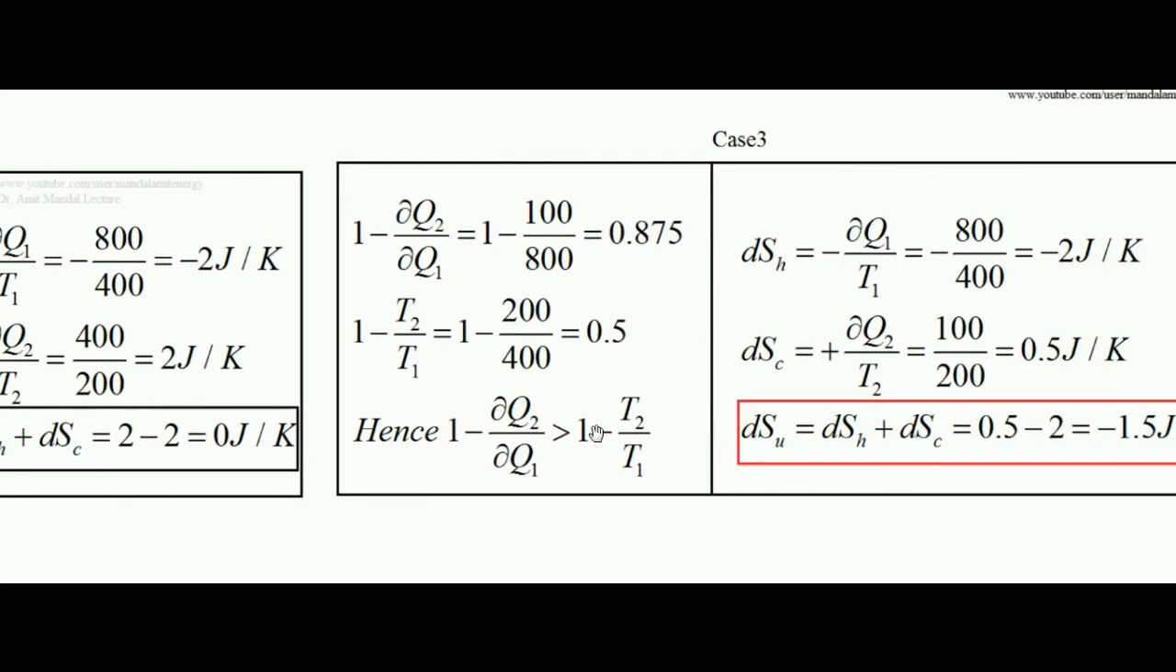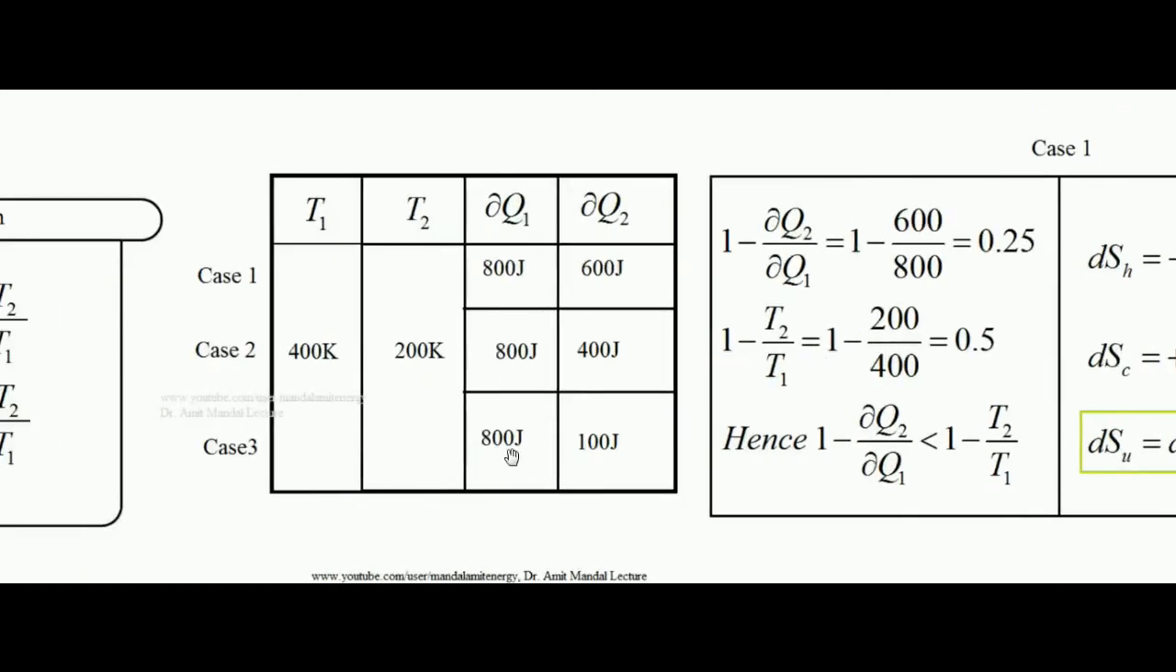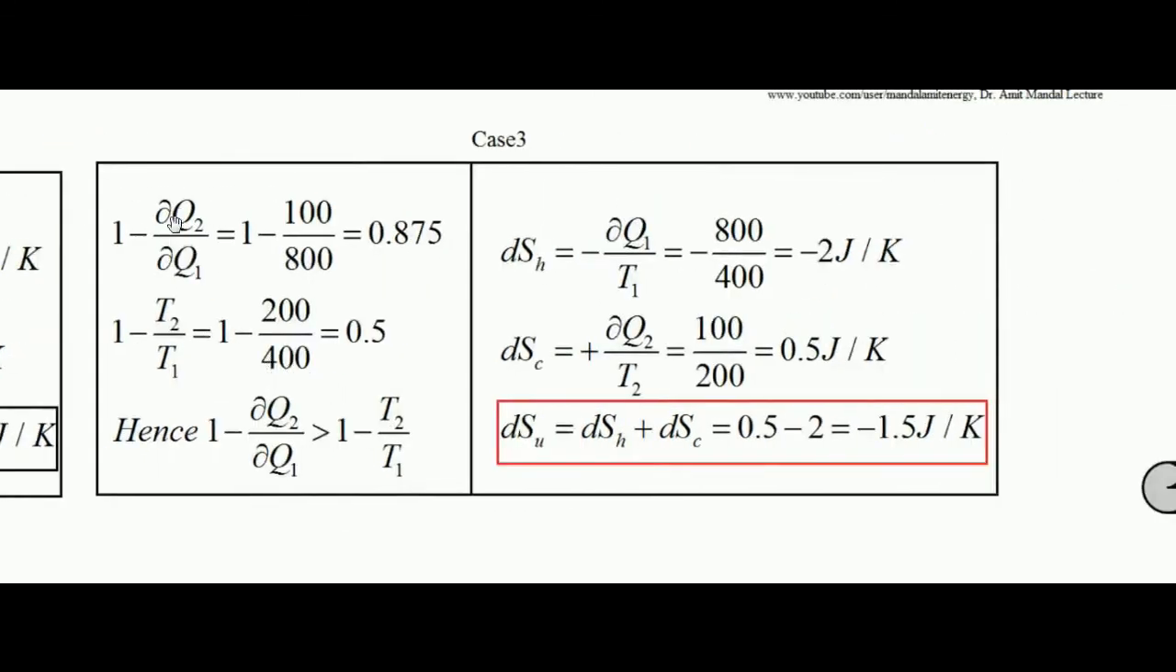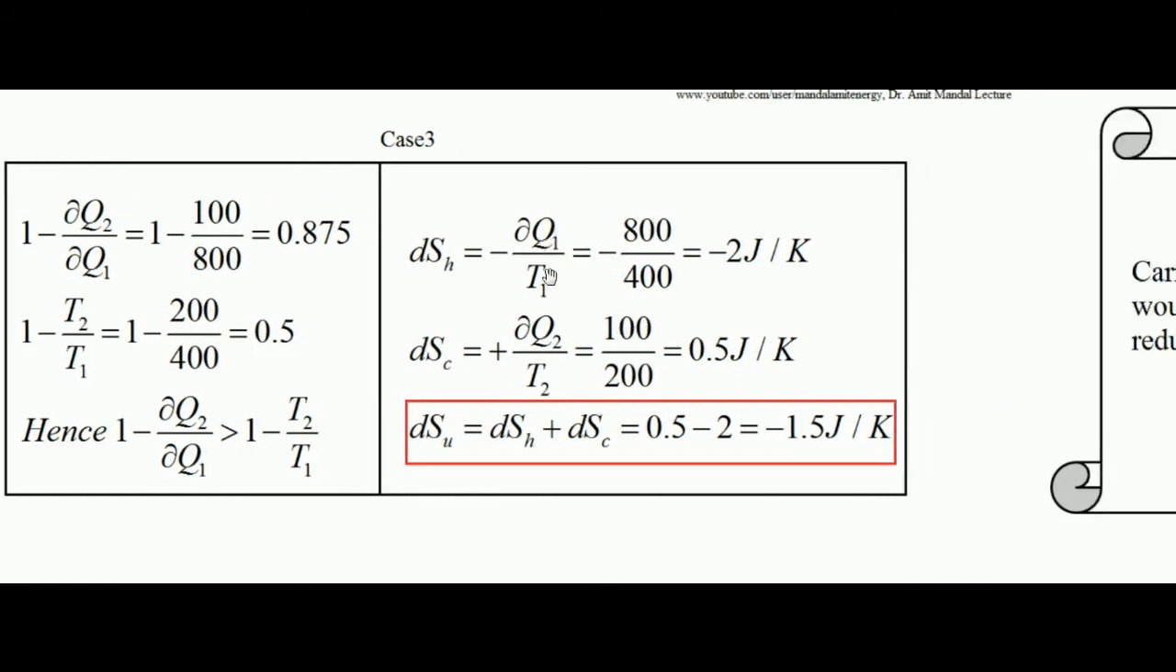Now we are taking case 3, in which del Q1 is 800, however del Q2 is 100. So in this case 1 minus del Q2 by del Q1 equals 1 minus 100 by 800, that equals 0.875, and 1 minus T2 by T1 is again 1 minus 200 by 400, that equals 0.5. Here 1 minus del Q2 by del Q1 is greater than 1 minus T2 by T1. So let's see what will happen to the entropy change of the universe. The hot reservoir's entropy change will be minus del Q1 by T1, that is equal to minus 800 upon 400, that equals minus 2 joule per Kelvin, and the cold reservoir's entropy change equals plus del Q2 by T2, that is 100 by 200, that is equal to 0.5 joule per Kelvin.